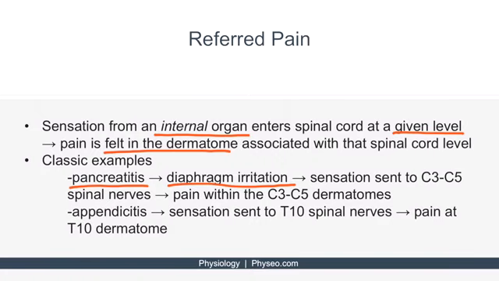And so the sensation is sent to those spinal nerves, but the central nervous system identifies pain at that spinal cord level, but in the dermatomal region. Another example is appendicitis, where sensation is sent to the T10 spinal nerves, but the pain is felt at the T10 dermatome. So it's as though the spinal cord senses the pain from the correct level, but attributes it to the wrong part. So we're having pain in the dermatome when there's no problem with the dermatome, rather there was a problem with the internal organ.